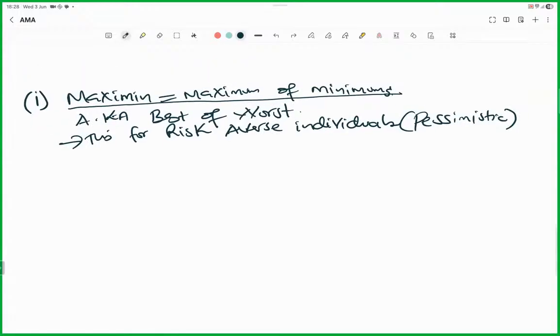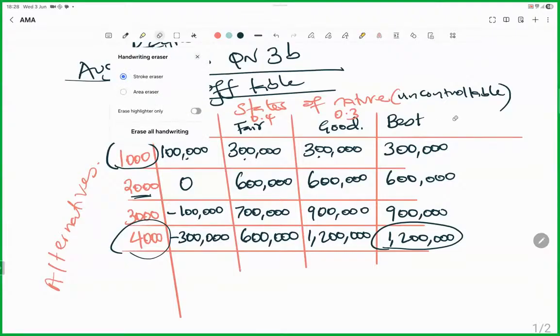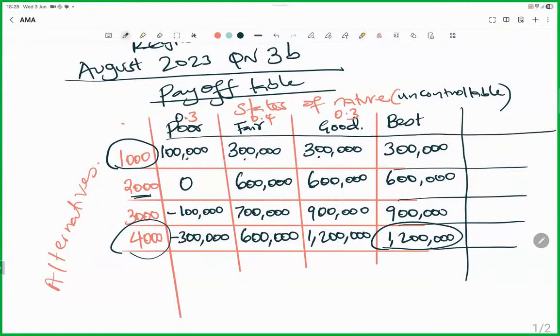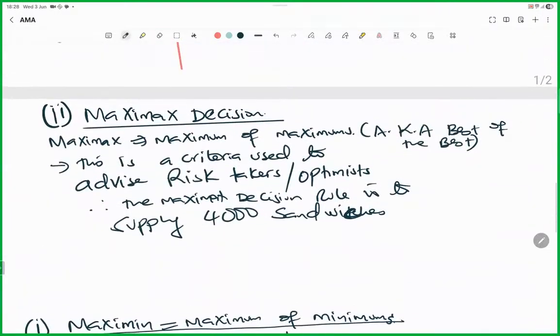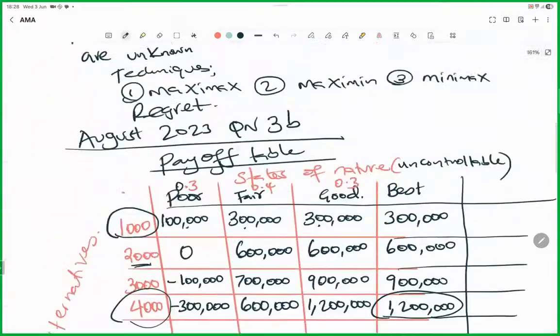So then I would want us to come here and advise this individual, assuming in this case that this individual is risk averse. Let's advise this individual. So what I want you to do is create a column here. Normally, remember, we start with this part. We normally start with, you see here, it's maximum of minimums. It is best of what here, somebody? The worst. So we start with worst.